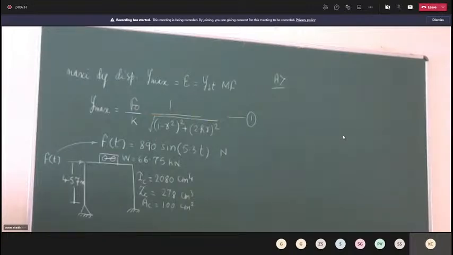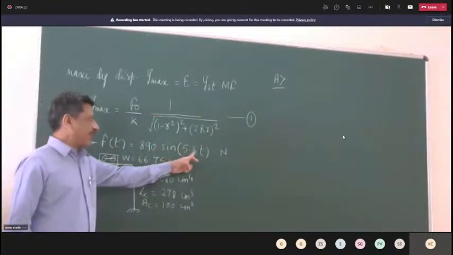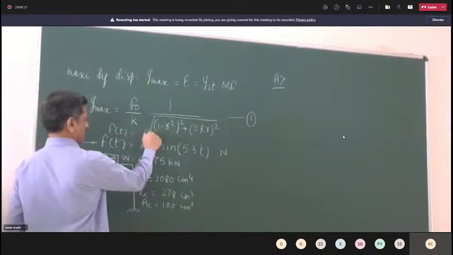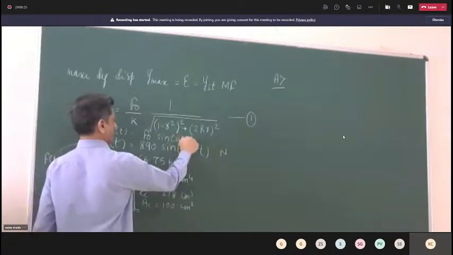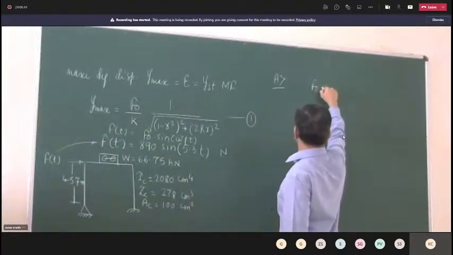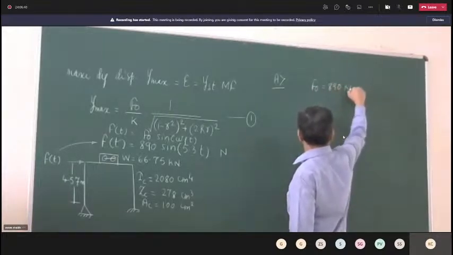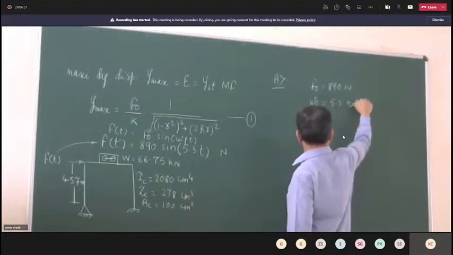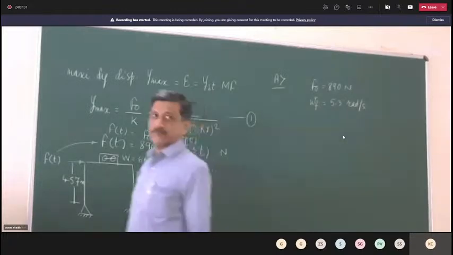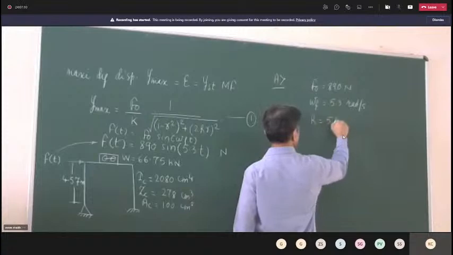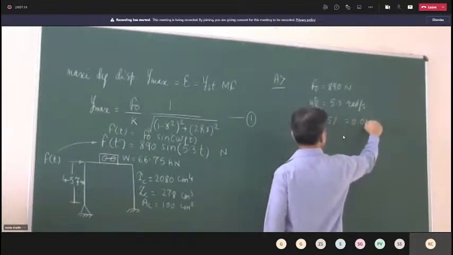Now collect all the data that is required in this equation. First F0. F of t is F0 sine omega f t. Comparing that, F0 is 890. Omega f is 5.3 radian per second. Next, the damping ratio is given in the problem directly, 5%. So 5 upon 100, that is 0.05.